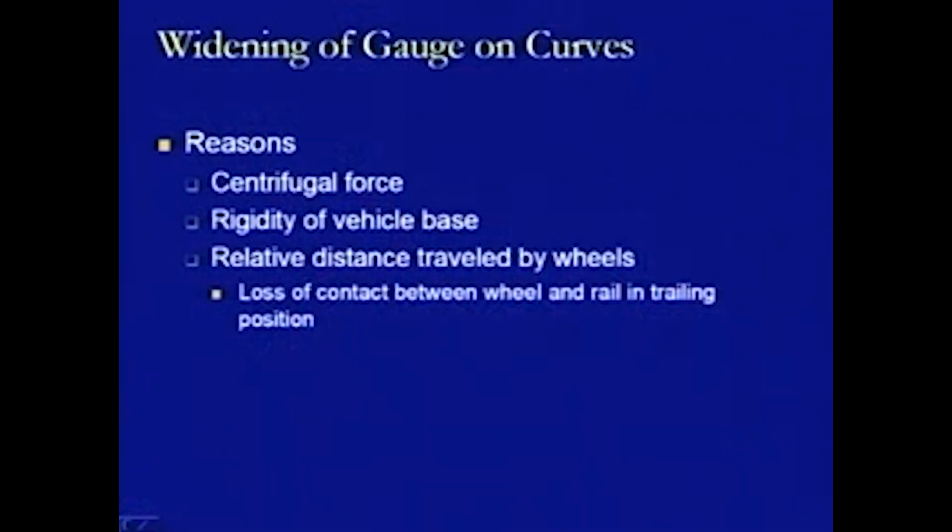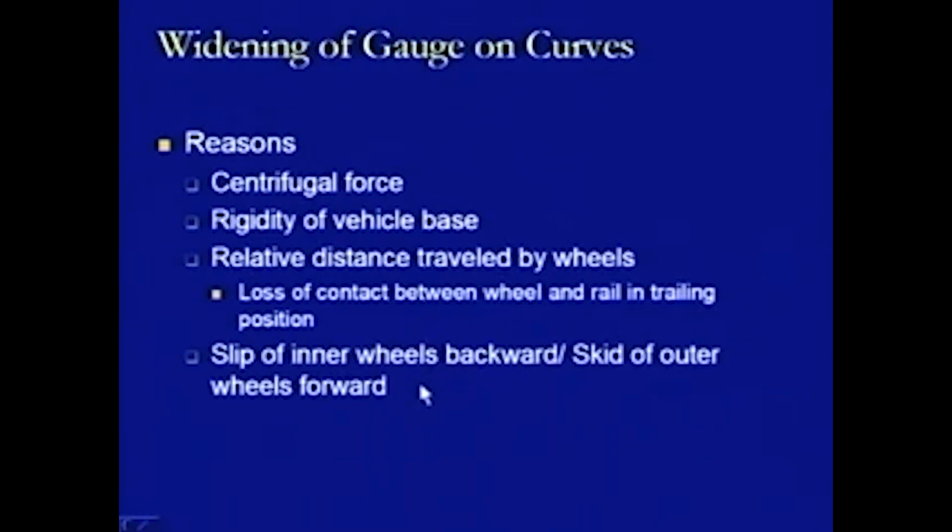Then there is the relative distance which is travelled by the wheels. Again, this is related to the rigidity of the wheelbase as well as to the extra amount of distance because of the curvature. So, there will be a loss of contact between wheel and rail in the trailing position because of the rigidity and because of the distance to be travelled, and if this happens, then there are two things which will come across.